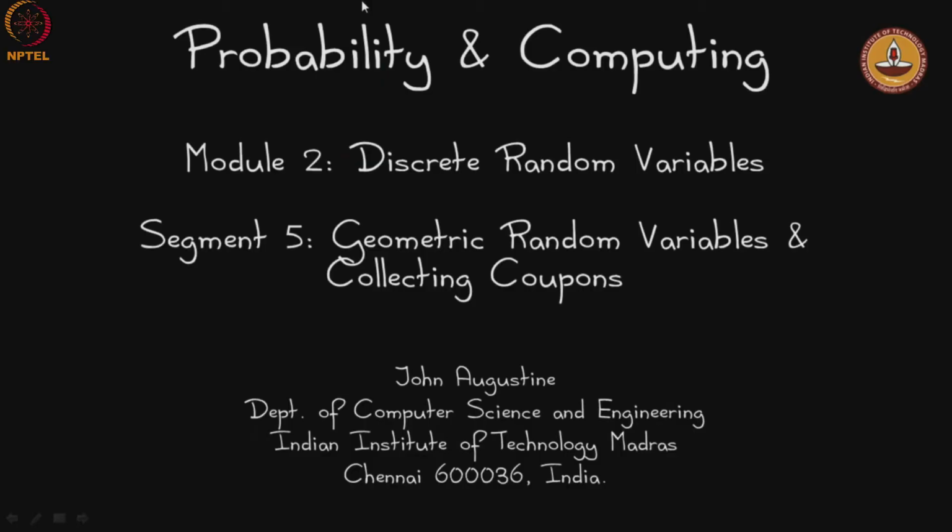Let's get started. We are in the fifth segment of module 2, where we've been talking about random variables, and in particular we have talked about the expectation of a random variable and conditional expectation. Today, this segment and the next segment, we're going to talk about some algorithmic ideas. So that's hopefully a good change.